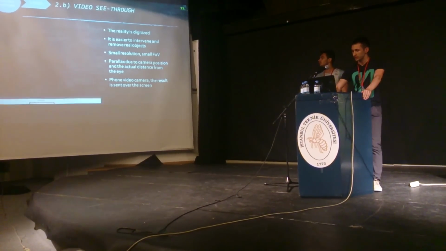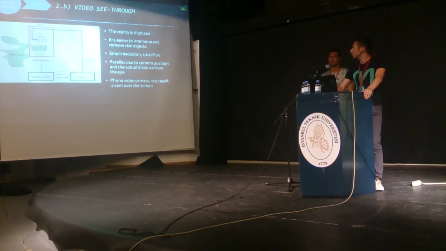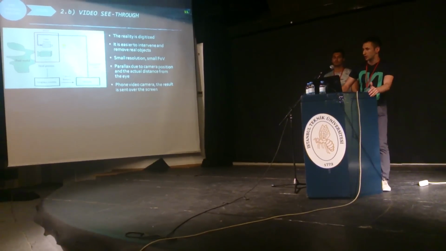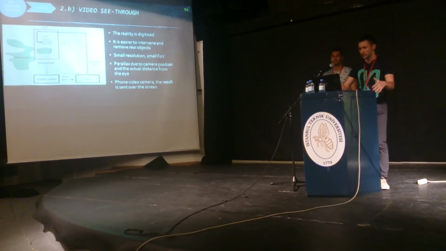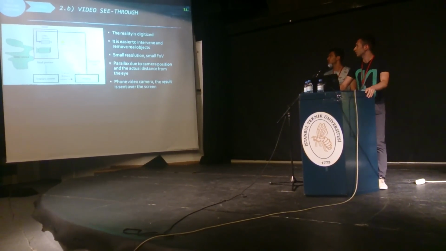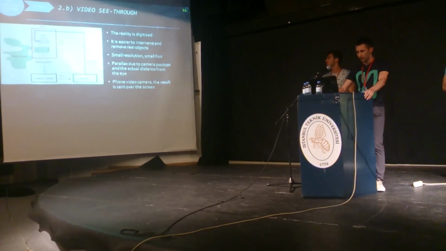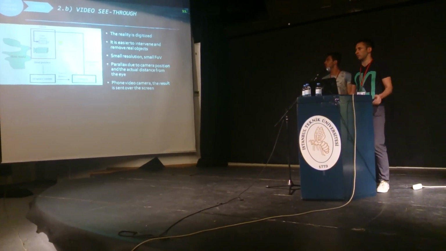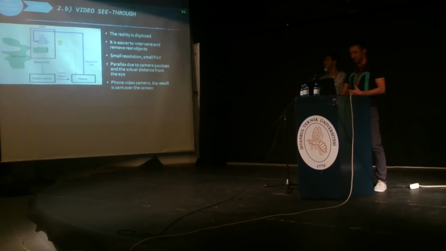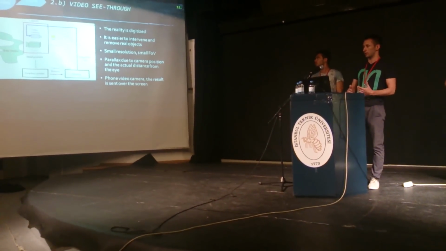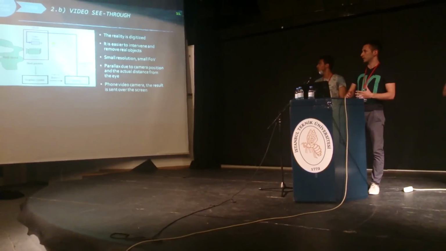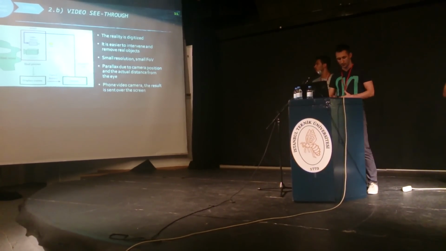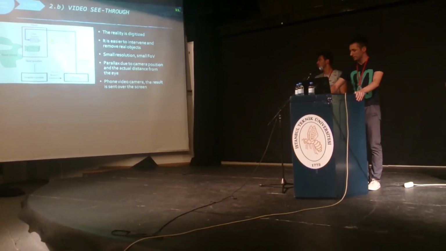The second one from this group is the video see-through system. This group is the cheapest and easiest to implement, and it can also allow reality to be digitized. It means that it's easier to remove or replace some of the fiducial markers or placeholders with virtual objects.